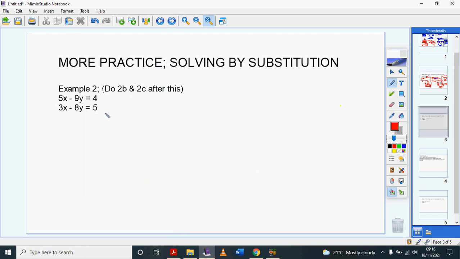The next example is this one here. 5x minus 9y is equal to 4. 3x minus 8y is equal to 5. Again, look for the letter which has the smallest coefficient, and then you'll try to make that the subject. So this has the smallest coefficient. I'll try to make it the subject. 3x minus 8y is equal to 5. I will add 8y both sides. So I'll have 3x is equal to 5 plus 8y.